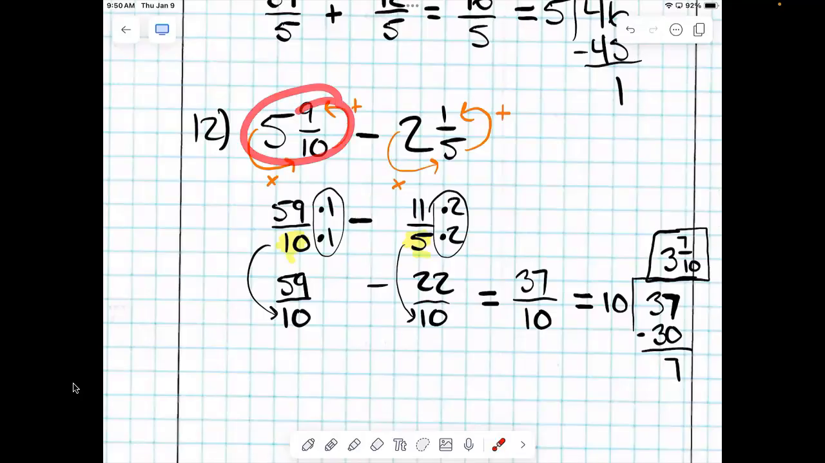Is this a mixed number? So what must I convert them to? Improper fractions. So if I convert 5 and 9/10 to an improper fraction, I get 59 over 10, right? If I convert 2 1/5 to an improper fraction, I get 11 over 5, right? Okay, so now my new fractions are 59 over 10 minus 11 over 5.